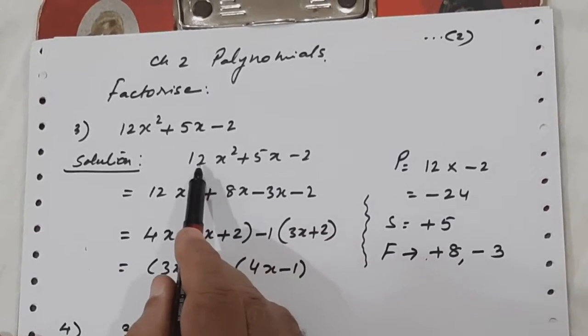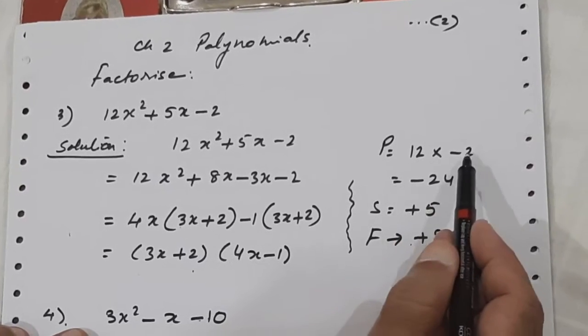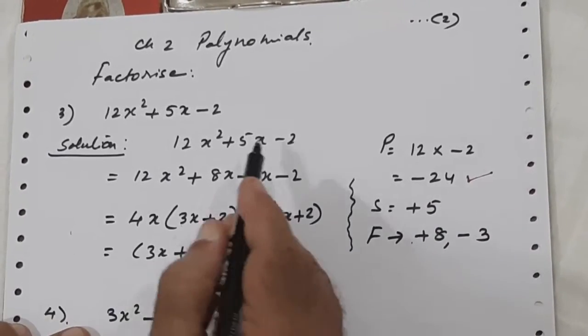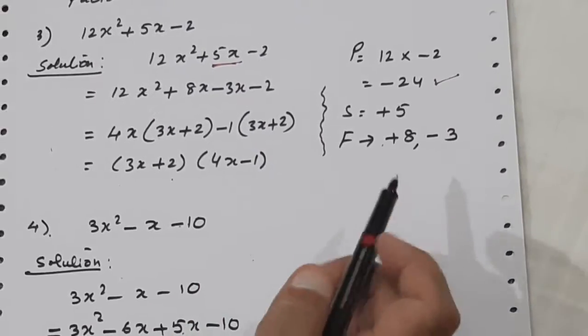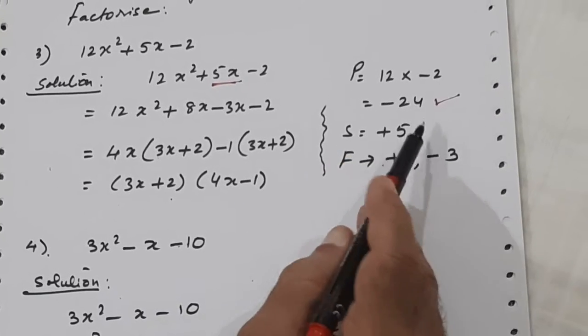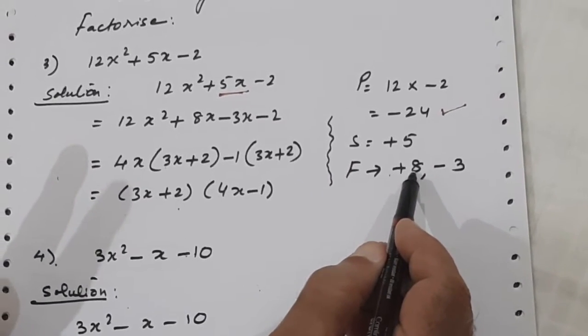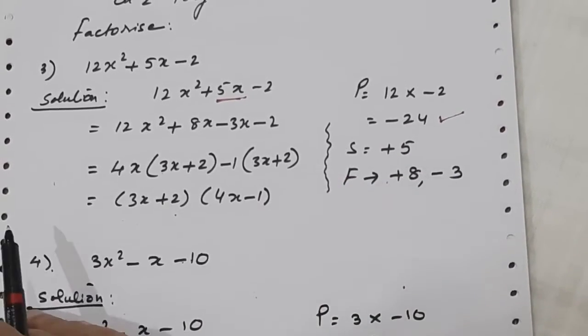Now what is a value here? 12. And what is c value here? Minus 2. So 12 into minus 2 is minus 24. Now the product is negative. And what is the sum? Sum is plus 8. Now remember one thing, when the product is negative, then you have to find the two factors whose difference is 5 and product is 24.